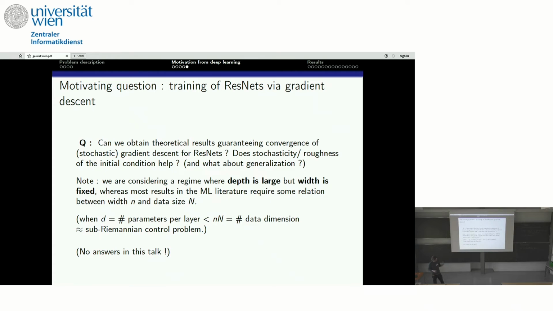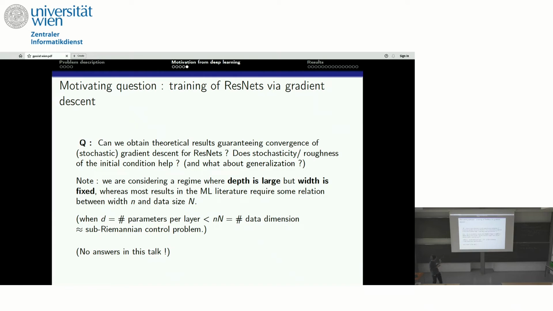And let's say the secondary question, which is sort of relevant to us, is to what level does the initial condition that you take on your parameters help, and does it help to take them actually stochastic or even somehow irregular, rough? So basically, this is a motivating question.